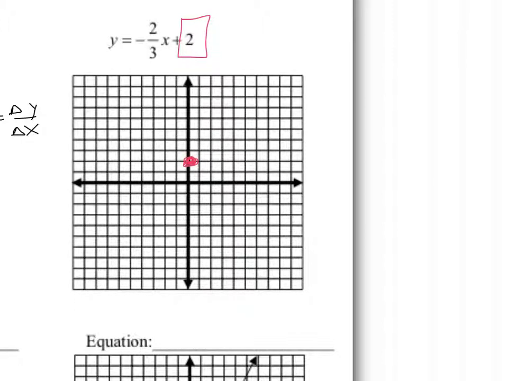And then I want to follow my slope. So my slope is m is equal to -2/3. So my change in y needs to be a -2, and my change in x needs to be a +3. So I have a negative change in y, so I'm going down 2, and a positive change in x, so forward 3. A negative change in y, 2, forward 3.